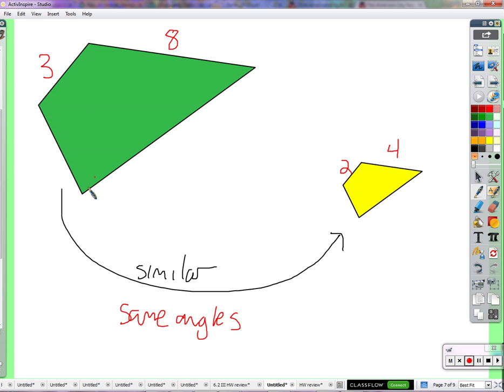Oh, so no, because that side is bigger. Wait, would they have to be equal or something? Well, they do have to be kind of equal, but the word's not equal, it's similar. Let's do 4. It's gotta be similar. So how long is this side? Is it 4? No.